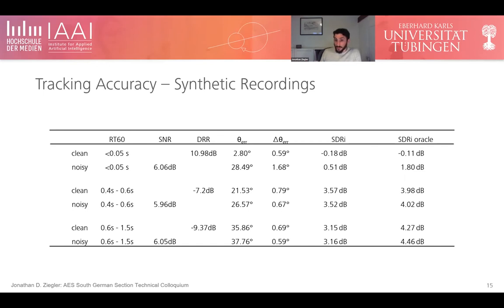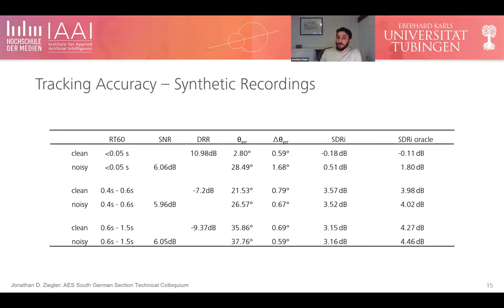Whenever we recorded the noisy signals, we tried to fix the signal to noise ratio at around 6 decibels. And here you can see in the error that noise and reverb both have a strong detrimental effect on tracking accuracy, obviously, but it's not that one supersedes the other by a lot. So noise is difficult to deal with, but reverberation is similarly difficult to deal with.